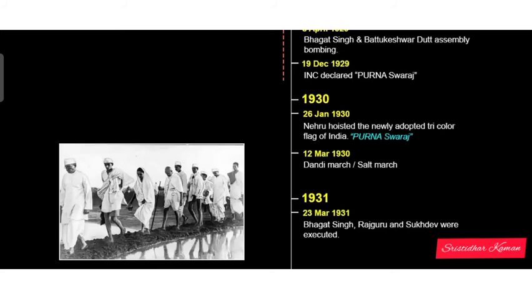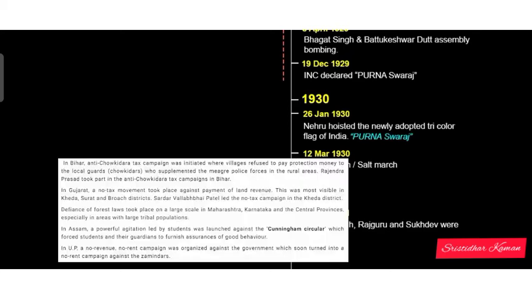This movement was a non-violent protest. It made way for many other peaceful protests against other kinds of oppressions that were going on all over the country. I want you to understand the weight of this civil disobedience movement. In Bihar, anti-Chaukidar tax campaign was initiated. In Gujarat, a no-tax movement took place against the payment of land revenue. In Maharashtra, Karnataka and central provinces, defiance of forest laws took place on a large scale.